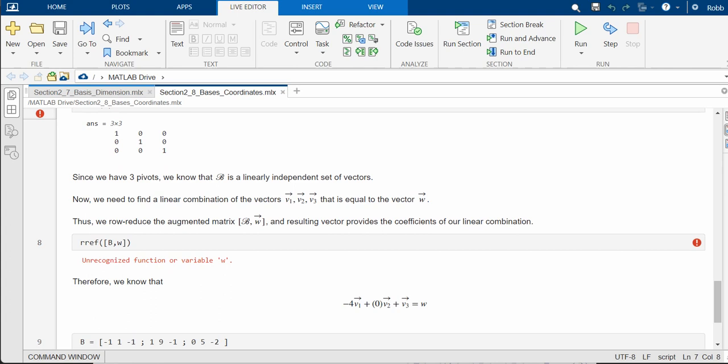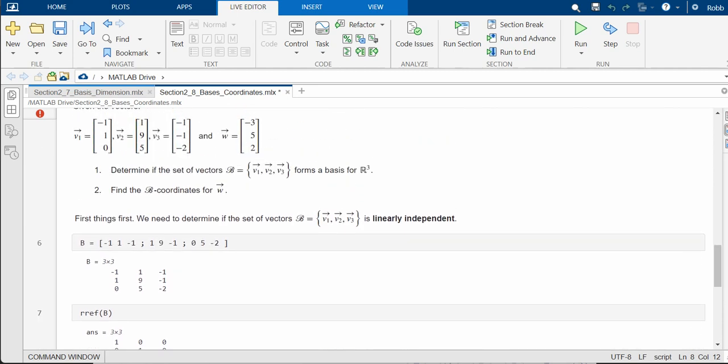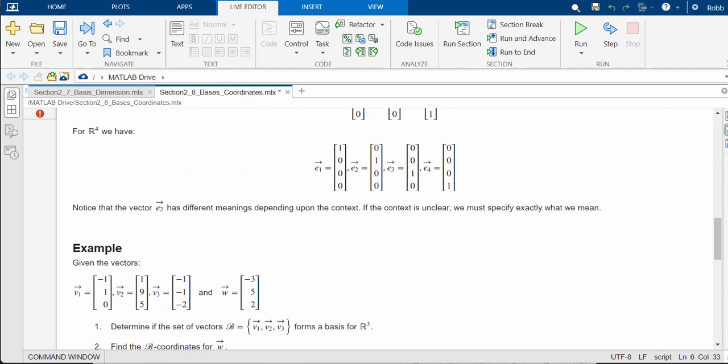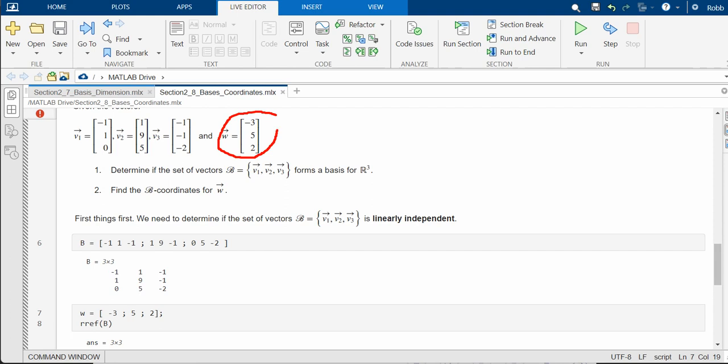Okay, and we row reduce. Let me get the W in here. I'm going to pause the video and get the W vector. Okay, so you see the W vector is up here. All I did, instead of coding it some way or grabbing it from somewhere, is I just typed it in, right? If we use semicolons to separate, then the W vector is -3, 5, and 2.